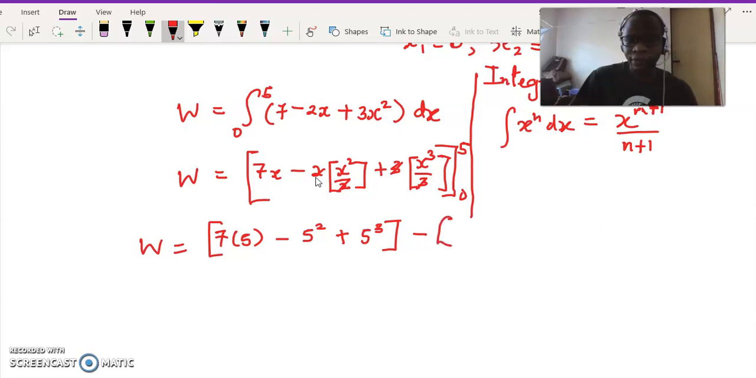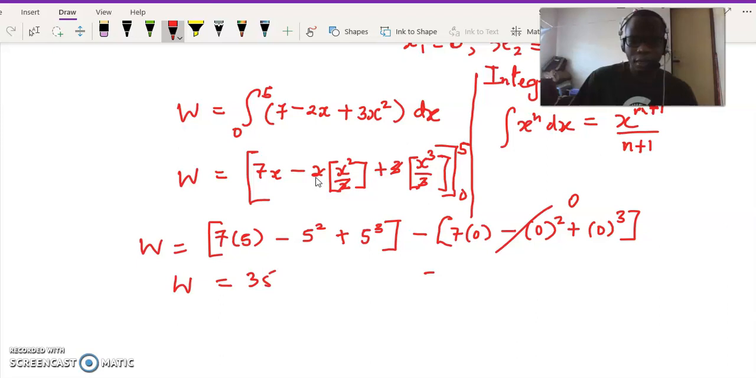So you'll have 7 into 0 minus 0 squared plus 0 cubed. Now basically this end will give you 0. Now work done is equivalent to, so this is 35 minus 25 plus 125 minus 0 on this other side.